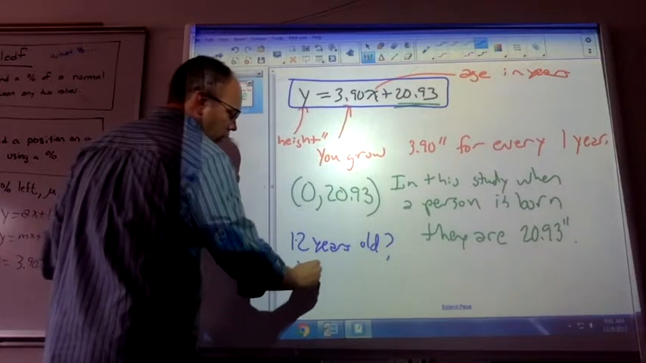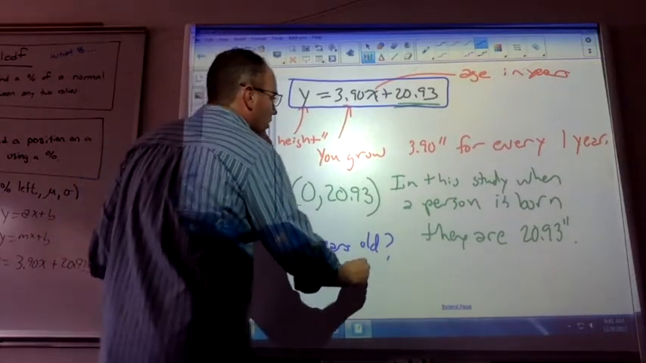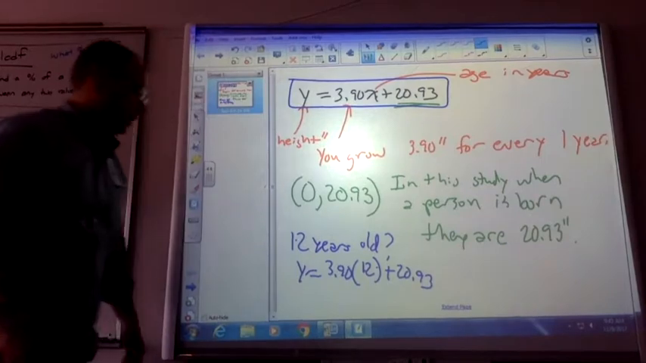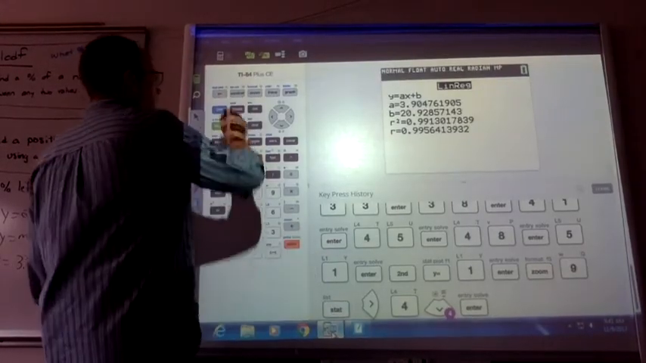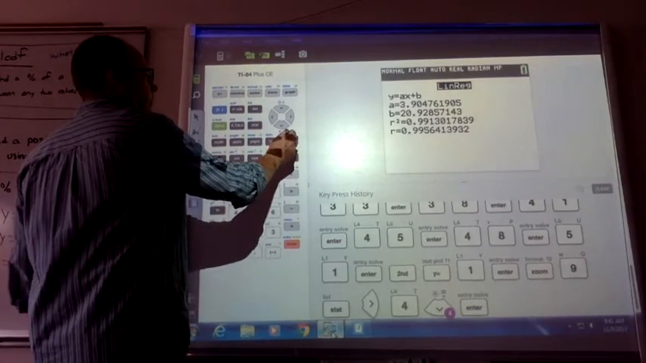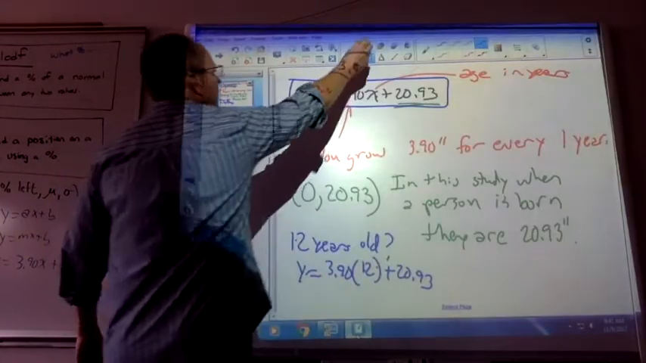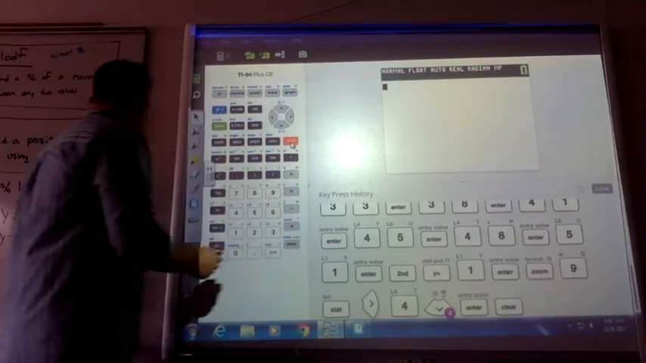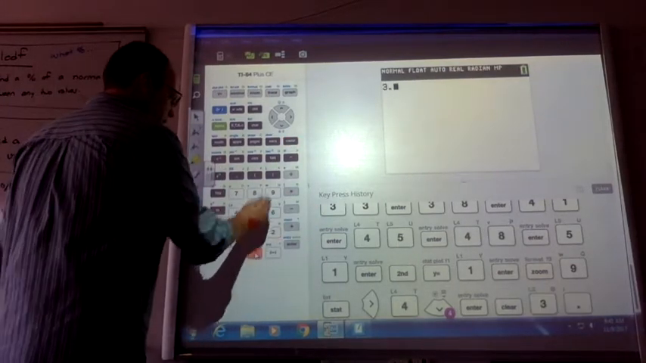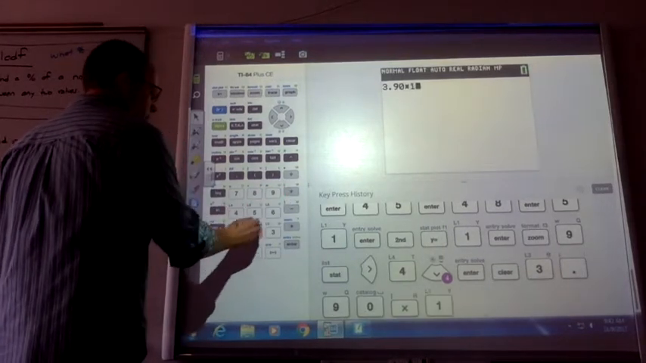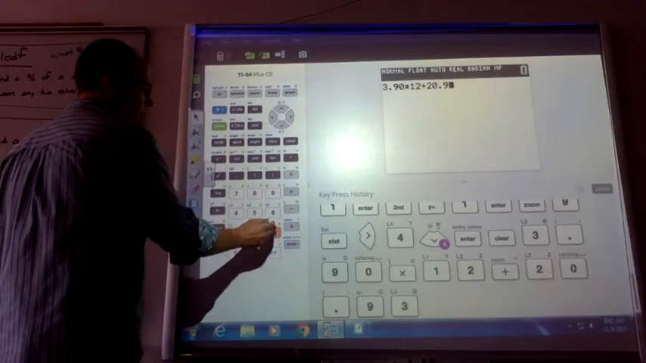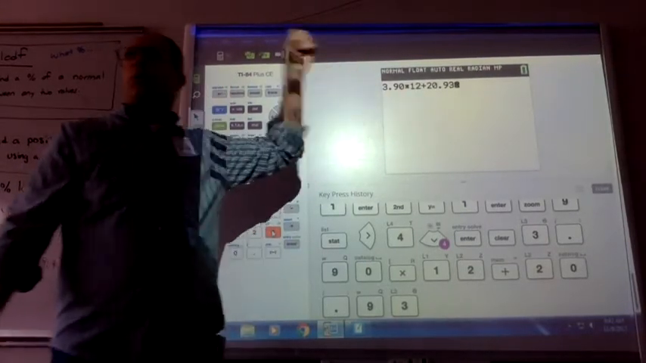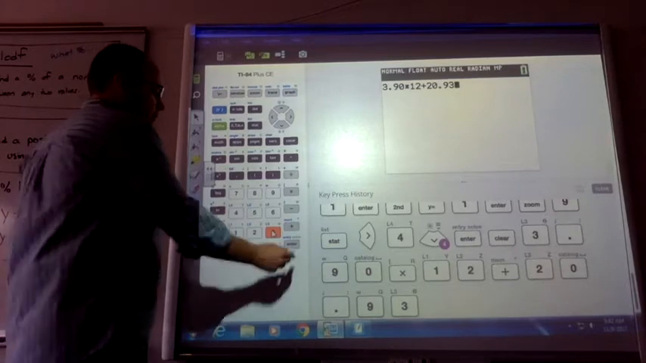So then I'm going to go y equals 3.90 times 12, because 12 years of age, plus 20.93. So if you plug that into your calculator, if I hit clear, if I go and I figure out my problem, I have 3.90 times 12 plus 20.93, okay? This is where x used to live, agreed? Yeah. I replaced x with my 12 because we want to know how tall a child is at 12 years old.